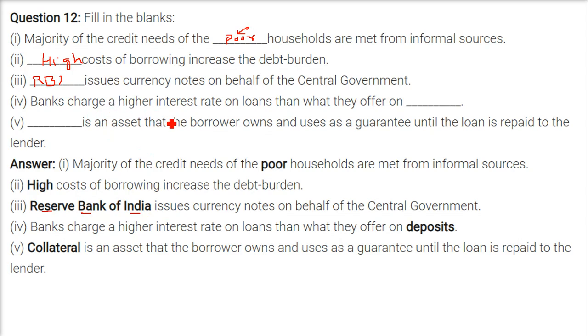Banks charge a higher interest rate on loans than what they offer on dash. So these are deposits. Dash is an asset that the borrower owns and uses as a guarantee until the loan is repaid to the lender. So this is collateral, or asset, you can write. Collateral.